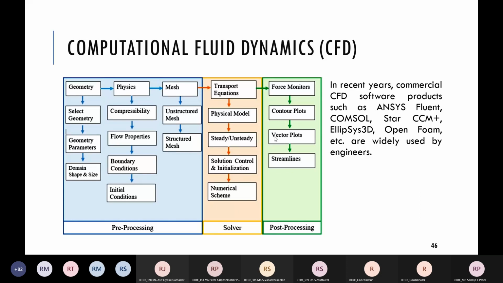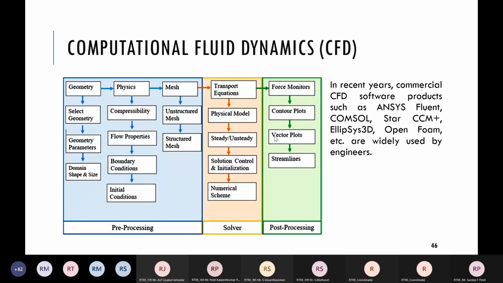My preferred software is ANSYS Fluent. It will give you a better result in the case of a vertical axis wind turbine. You can go for Star CCM Plus or OpenFOAM as well. Those are also good software. OpenFOAM is open software. You can use it freely. Fine. So there are three stages: pre-processing, solver, and post-processing.